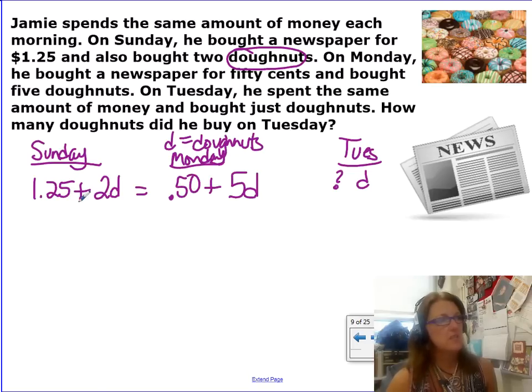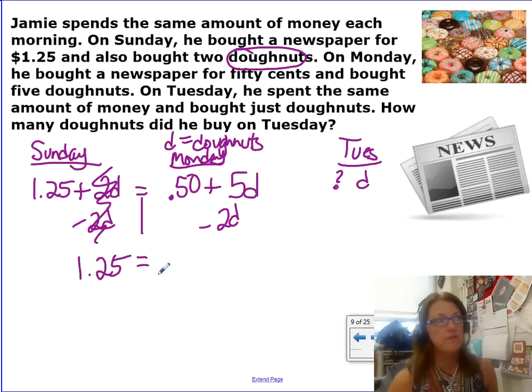So let's decide which variable you want to annihilate. Me, I like to pick on the little one because I hate negative numbers. I'm going to lob a negative 2D at each side of the equation. That goes to 0. All I'm left with is $1.25. On this side, I still have 50 cents, but this becomes 3 D's.